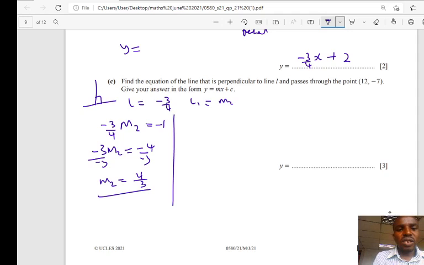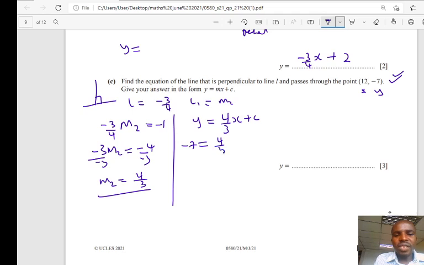Now we have the equation y equals 4 over 3 x plus c. We have our gradient, we have our m. Now we are left to find c. How can you find c? We use these 2 points. This one is for x, this one is for y. These are the values that will help you find the value of c. You put y as minus 7 and x as 12. So where there's y, you put minus 7, and 4 over 3, where there's x, you put 12, plus c. You find your c there.